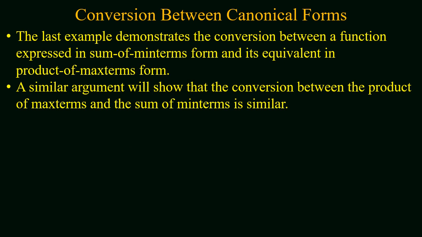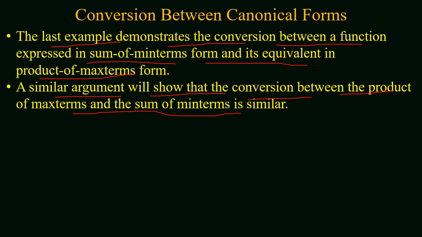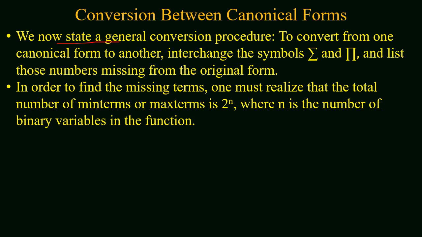The last example demonstrates the conversion between a function expressed in sum of minterms form and its equivalent in product of Maxterms form. A similar argument will show that the conversion between the product of Maxterms form and the sum of minterms is similar. Now if we state a general rule of conversion, we can convert from one canonical form into another by simply interchanging the symbols and listing numbers missing from the original form.